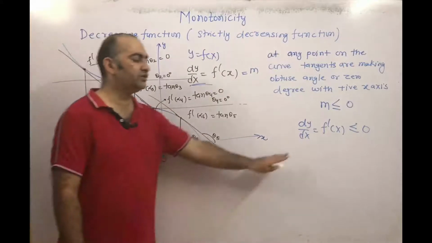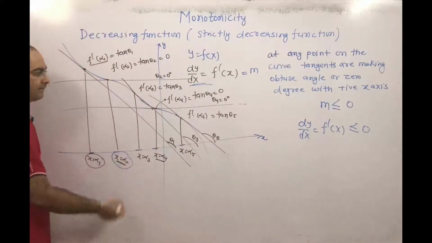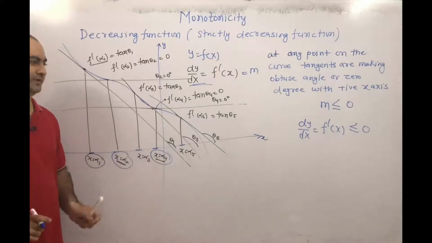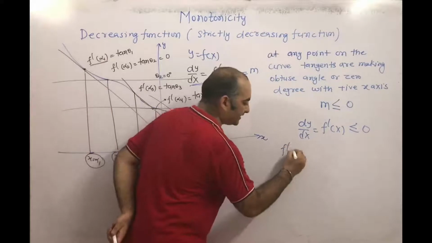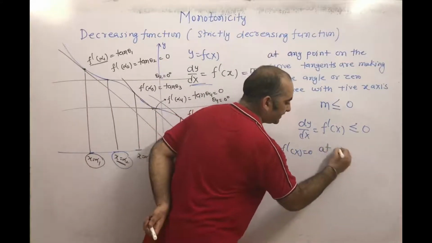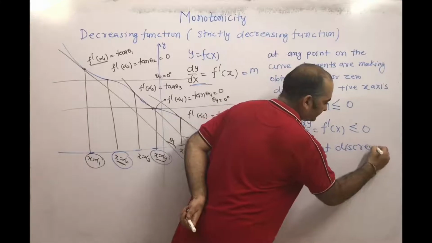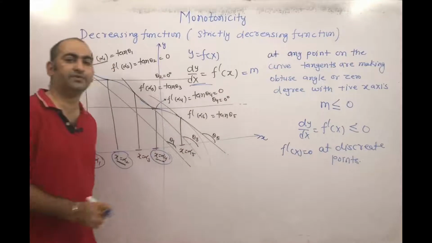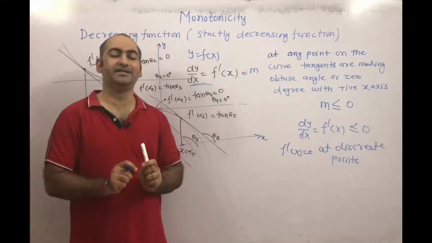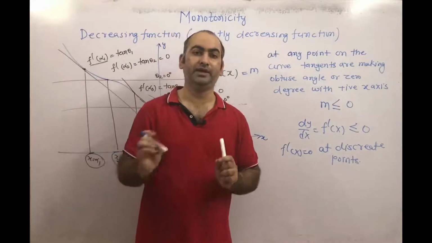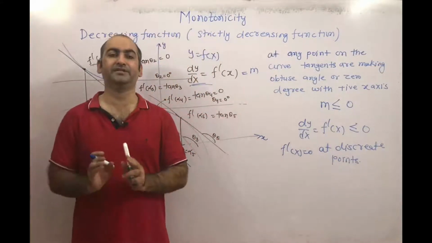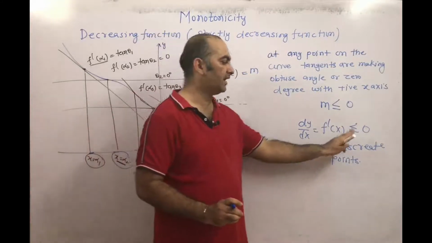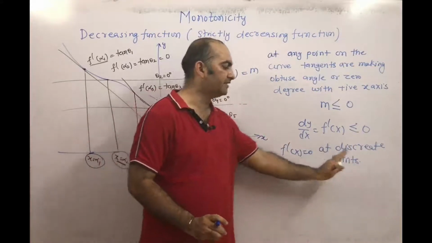Okay, equal to 0 we are getting at alpha 2 and alpha 4, and you can say alpha 2 and alpha 4 are discrete points. So here we can say that f dash x equal to 0 at discrete points, same as increasing function. In increasing function also we discussed that f dash x should be greater than or equal to 0, at discrete points. Then you can say that function is increasing function. Same thing here, decreasing also, f dash x should be less than or equal to 0, at discrete points.